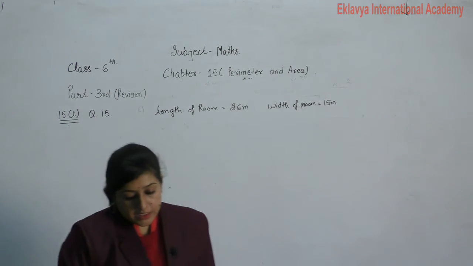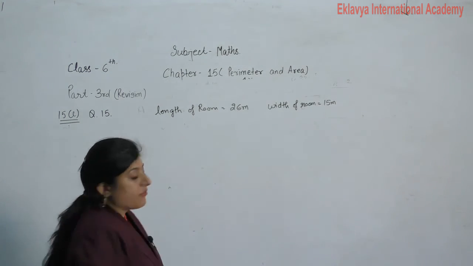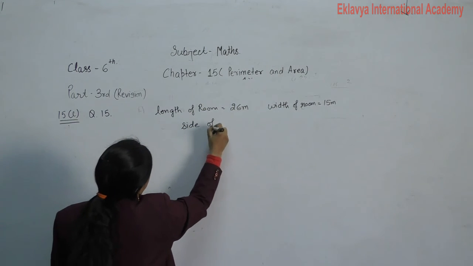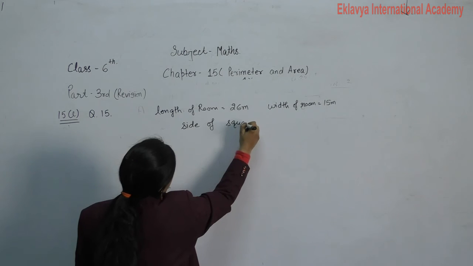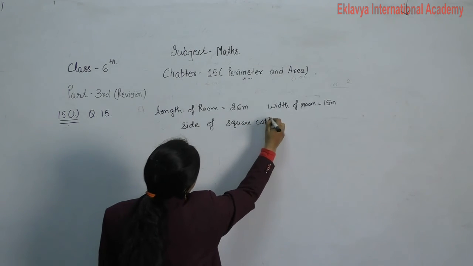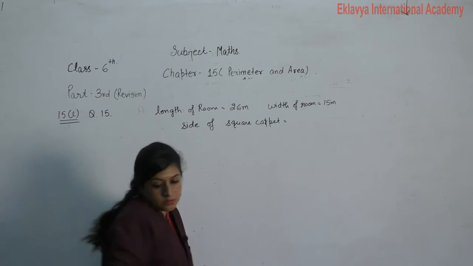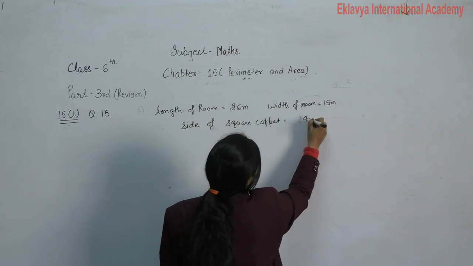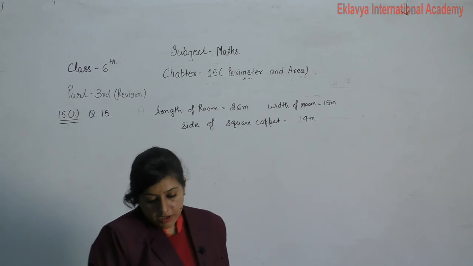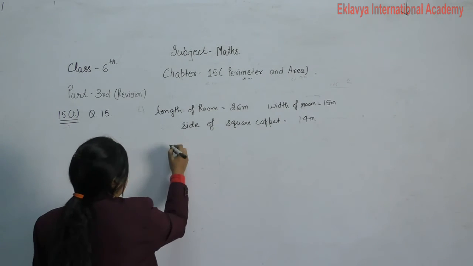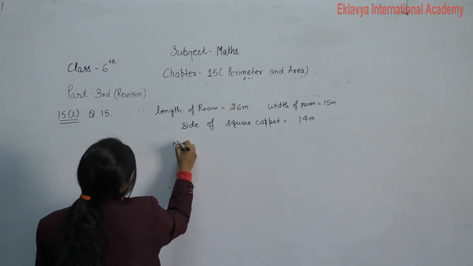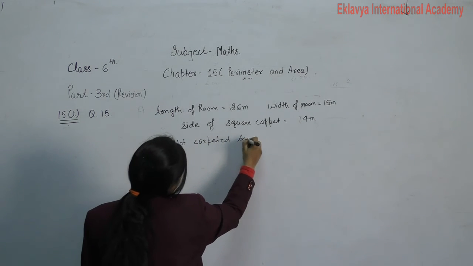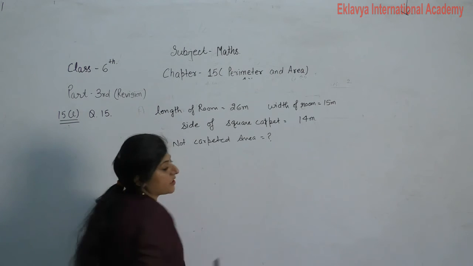A 14 meter square carpet is laid on the floor. Side of square carpet is equal to 14 meter. Then what area is not carpeted? That not carpeted area find out. What is the meaning of it?